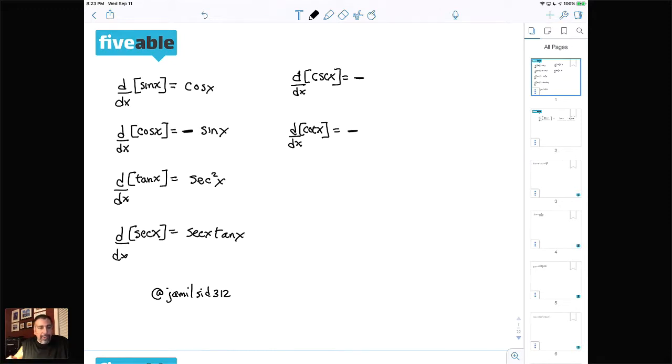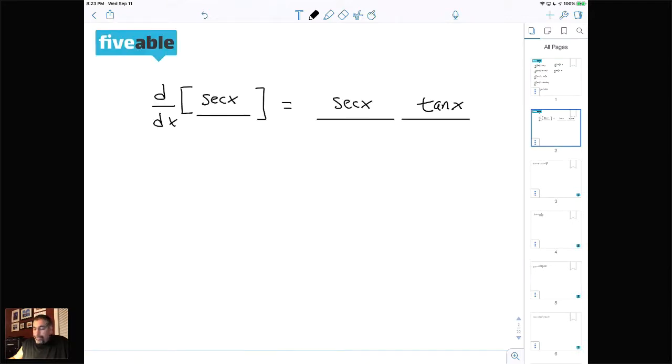We're using the same factors, just in a different order. Where does cosecant come in? Well, we left off with the derivative of secant x being secant x tangent x, and now we want to figure out the derivative of cosecant.